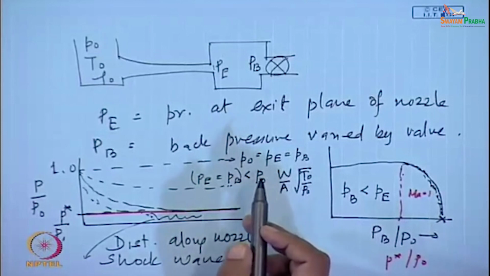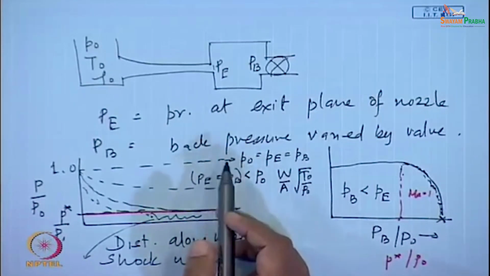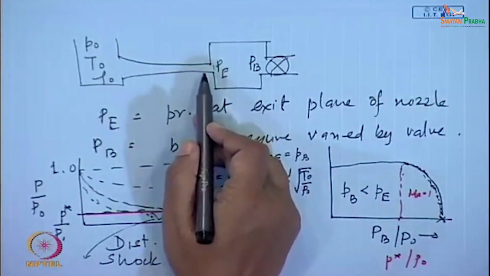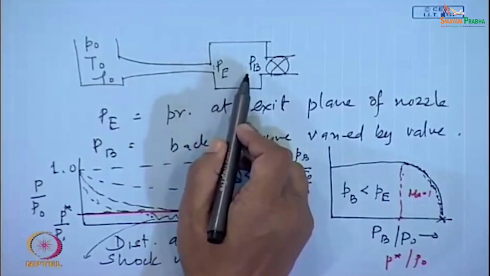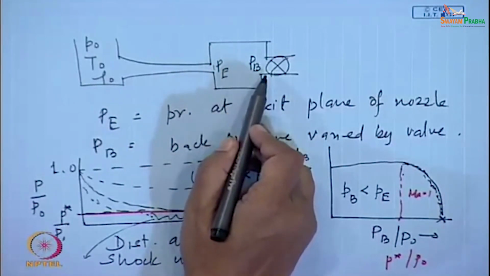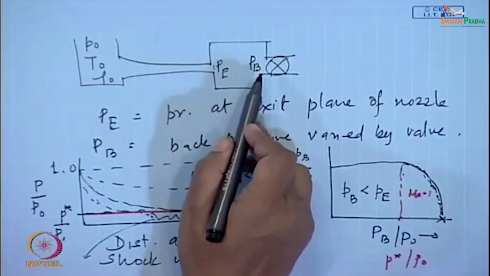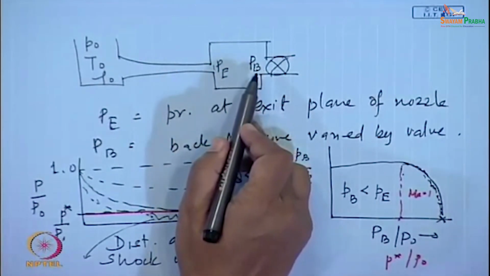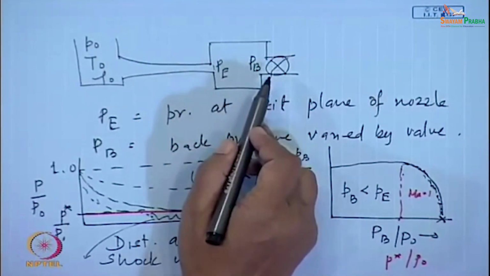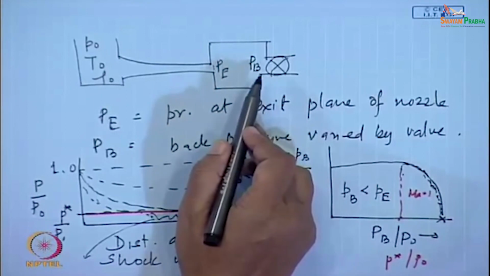What happens is the flow which leaves the nozzle here has to expand to match the lower back pressure. And in order to match, we find that this expansion which occurs is 3-dimensional in nature, and the pressure distribution under this condition cannot be predicted by 1-dimensional theory.